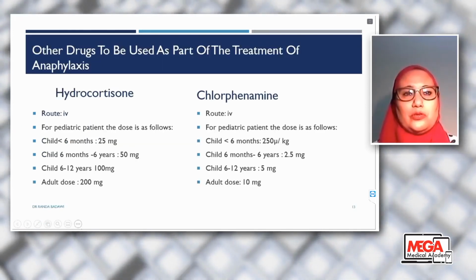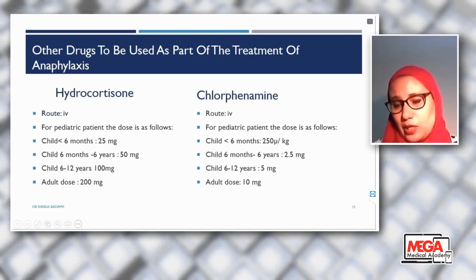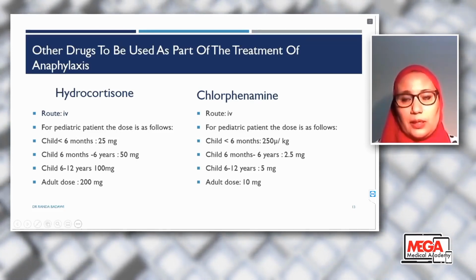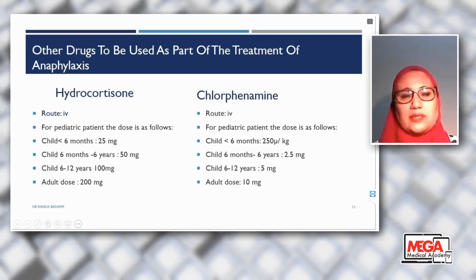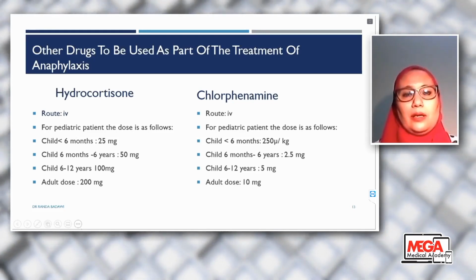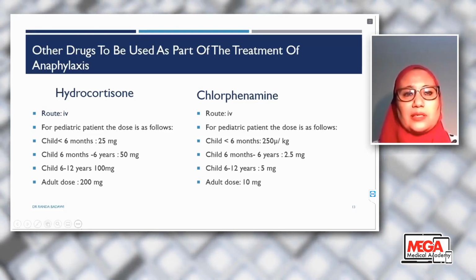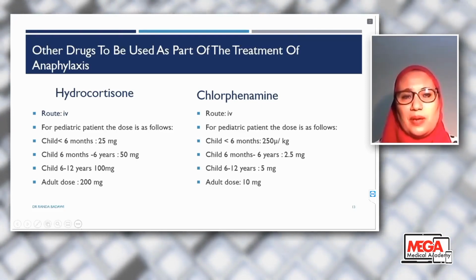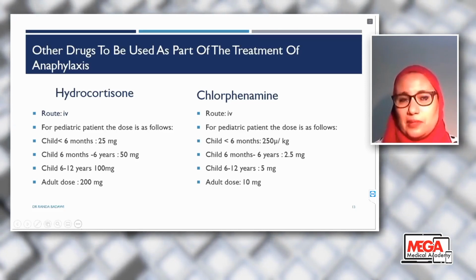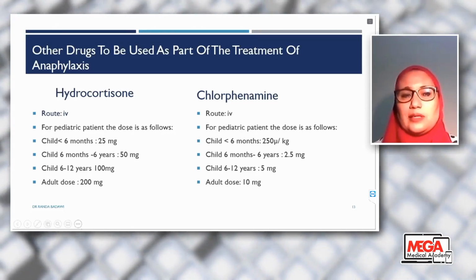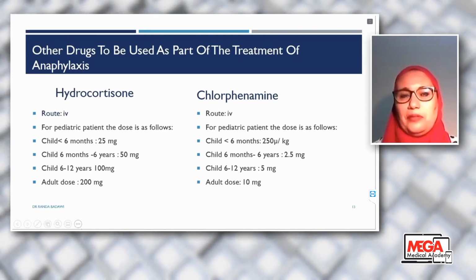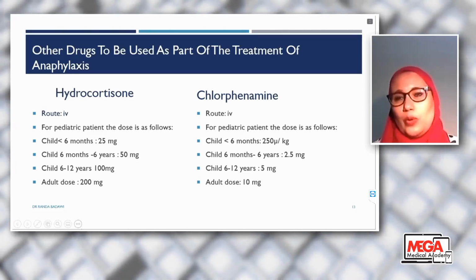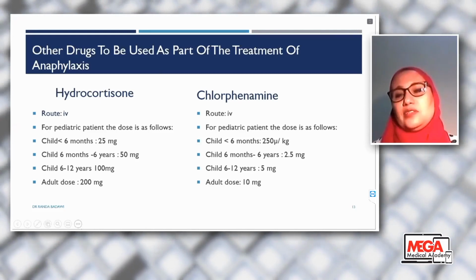Other drugs to be used during anaphylaxis, definitely steroids, which are well known to be given in case of allergic reaction. The route is definitely intravenous. According to the age, if it's a child less than 6 months, you can give 25 milligram. If a child is 6 months to 6 years old, double the dose to 50 milligram. If the child is 6 to 12 years, double again, it will be 100 milligram. If the patient is an adult, double again, it will be 200 milligram. This is for the steroids.